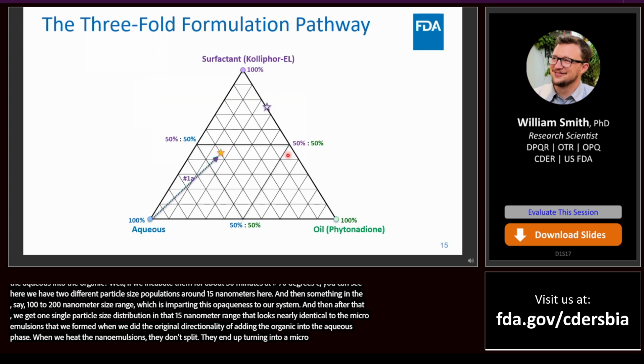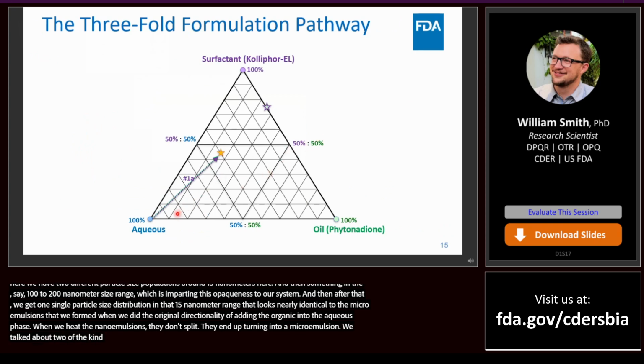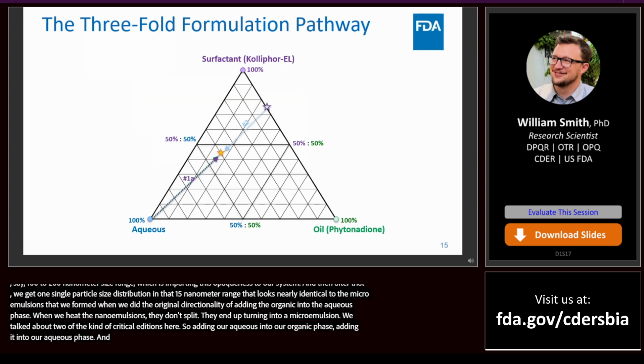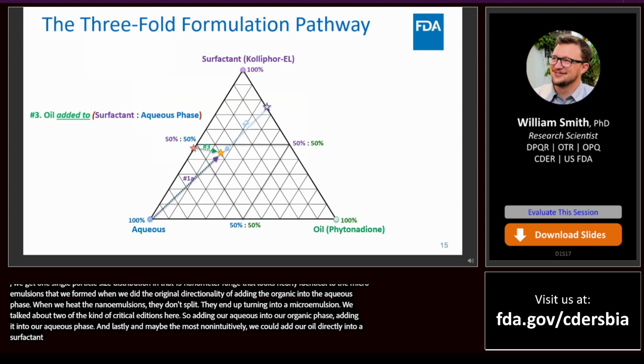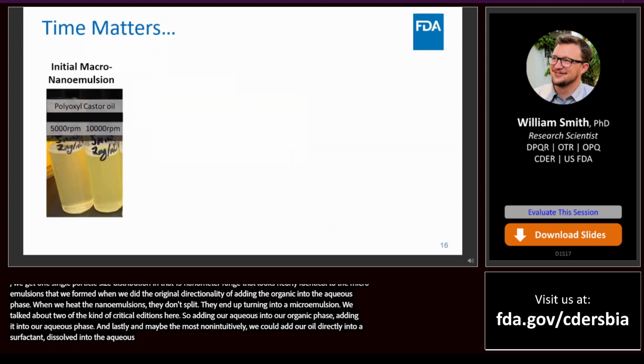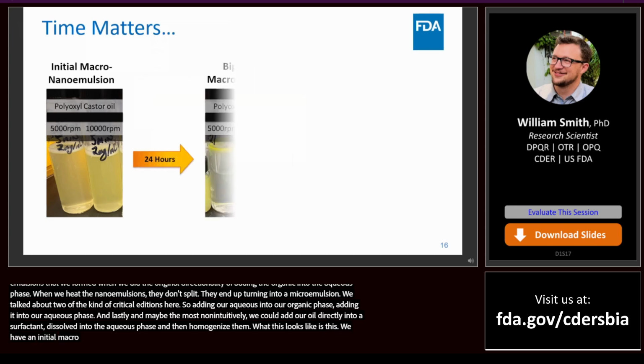So we talked about two of the critical additions here. So adding our aqueous into our organic phase, adding our organic phase into our aqueous phase, and lastly, and maybe the most non-intuitively, we could just add our oil directly into a surfactant dissolved into the aqueous phase and then homogenize them. And so what this looks like is this, where we have an initial macro or nanoemulsion after homogenization.